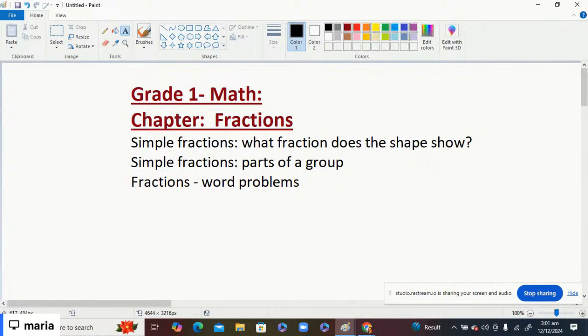So today we are here for grade 1 maths. The chapter today we discuss is fraction. Here is the list of the lessons. The first lesson we discuss is simple fractions: what fraction does the shape show? Second lesson is simple fraction, part of a group. Then fractions word problems.